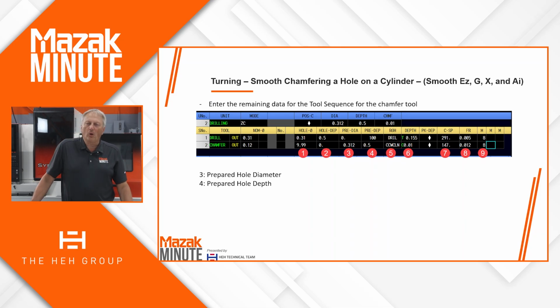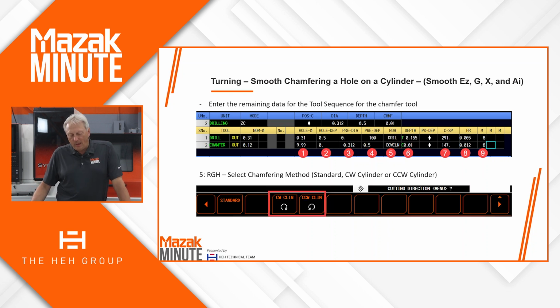Number 3 is the prepared hole diameter. That's going to be our drill size. 4 is going to be our prepared hole depth. That's going to be how deep we drilled the hole. And the cylinder selection for chamfering, this is the biggest one that I want to make a note of. When you get to the rough, this is where we can select the standard chamfering or clockwise cylinder, counterclockwise cylinder.